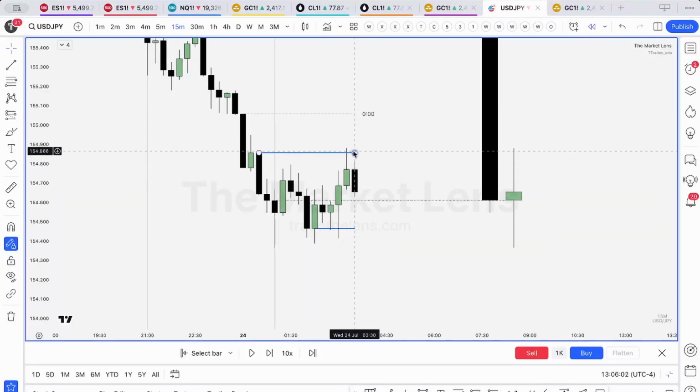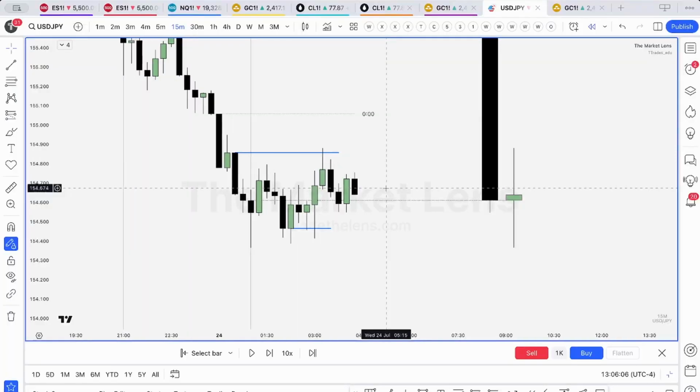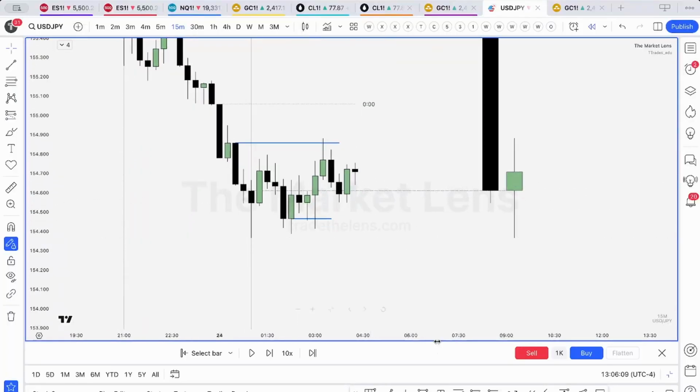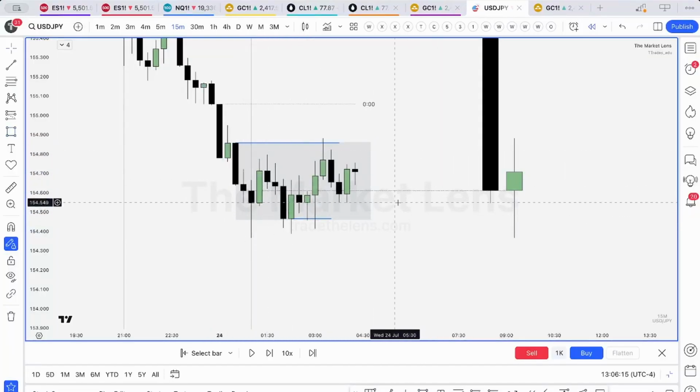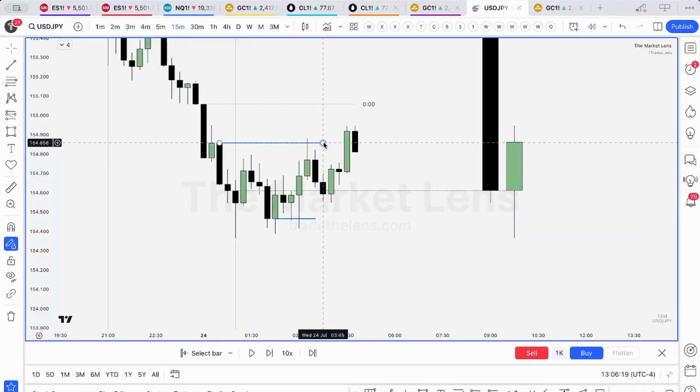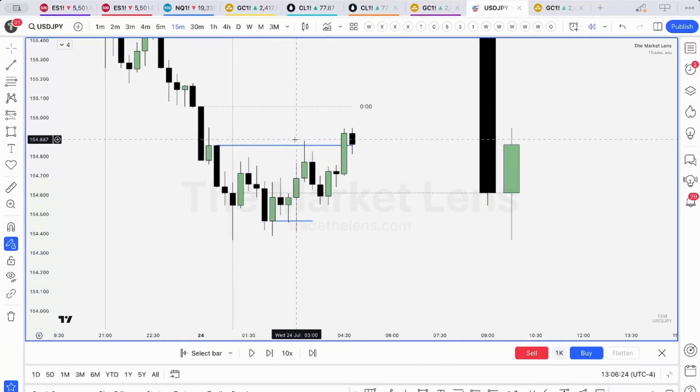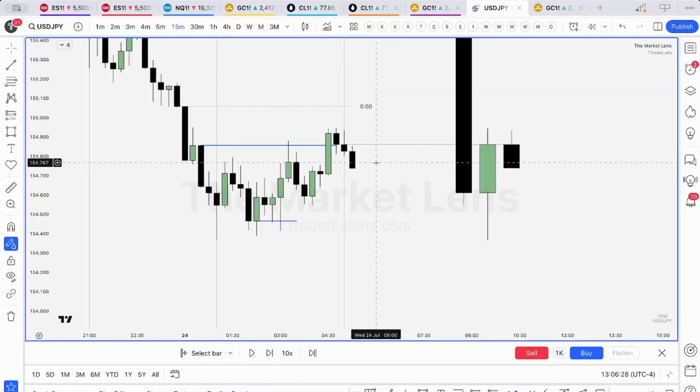And you can see, right, we're not really getting that displacement back up. To me, this is just consolidation at this point, right? So you see how we don't get any V shape here? It's just consolidation. So when we go and take out this high here, yes, we do close over here. But what is this if it's consolidation now? We're taking out the high of the range, right?